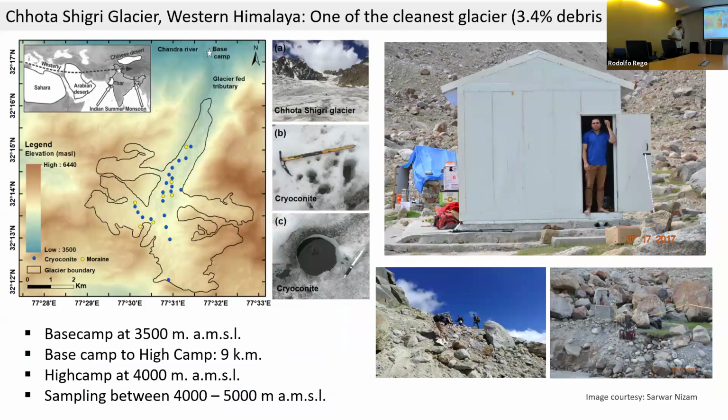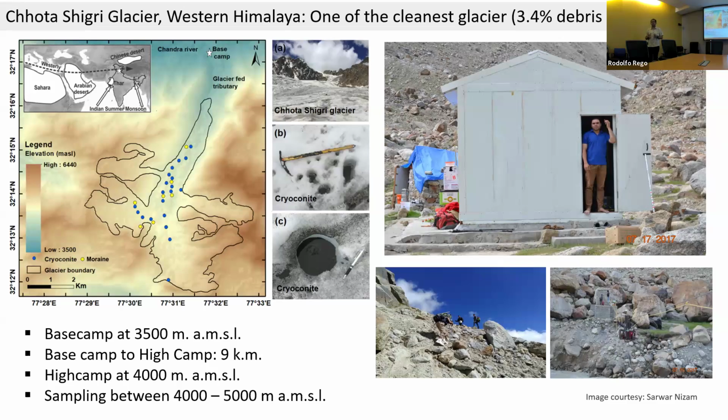Yeah, so of course, working in the high altitude Himalaya is a lot of fun. This is very different than if you work in the Alps, where you can easily reach these high altitude sites. So for example, here we looked into one of these glaciers called the Chota Shigri Glacier. It is a very clean glacier, and when I say clean, it means that the debris cover is very low.